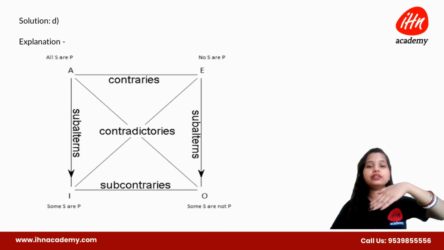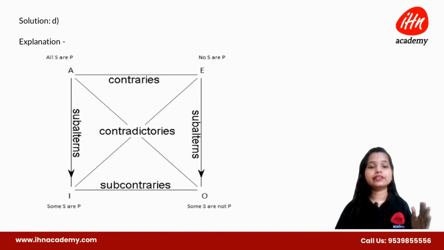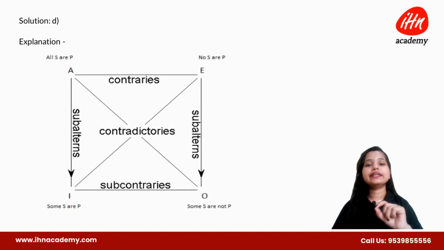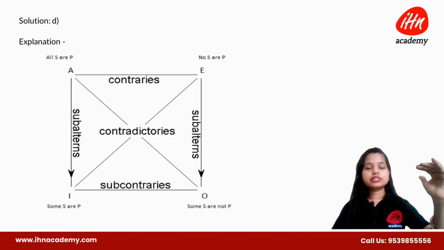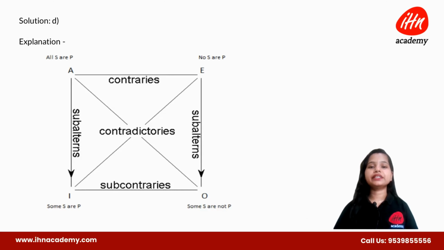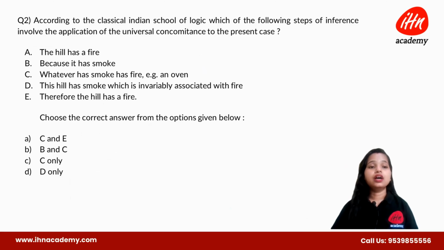Contradictory means whenever your line will cross like this, like diagonal. Diagonal means A and O, universal positive and particular negative, and universal negative and particular positive, E and I. Both of them will have contradictory relation. Subaltern means universal to particular will be considered subalterns. Clear? I hope the concept is clear. Let's come to the next question.